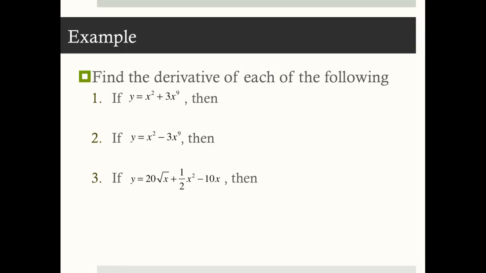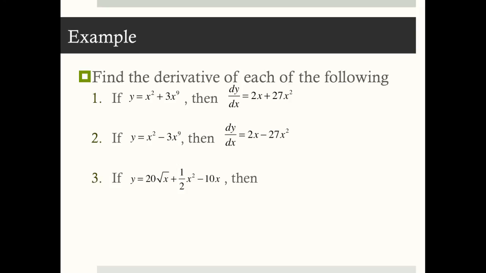Example, find the derivative of each of the following. If y is equal to x squared plus 3x to the 9th, then the derivative of y with respect to x is going to be the derivative of x squared plus the derivative of 3x to the 9th. So it comes out to be 2x plus 27x squared. So I'm using the sum rule, but I'm also using the power rule. If y is equal to x squared minus 3x to the 9th, then the derivative of y with respect to x is going to be the derivative of x squared minus the derivative of 3x to the 9th, which turns out to be 2x minus 27x squared.